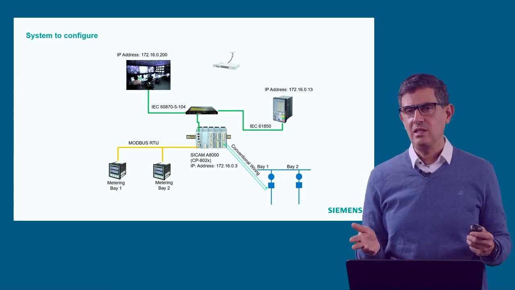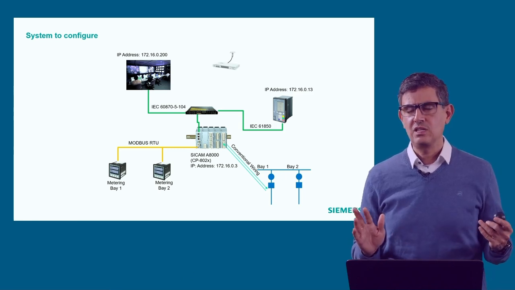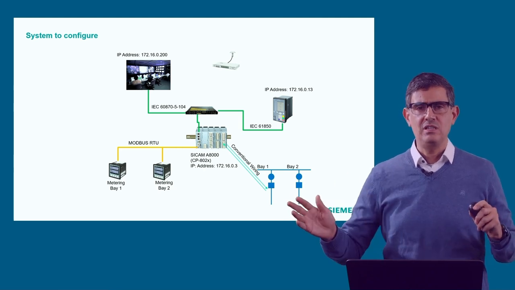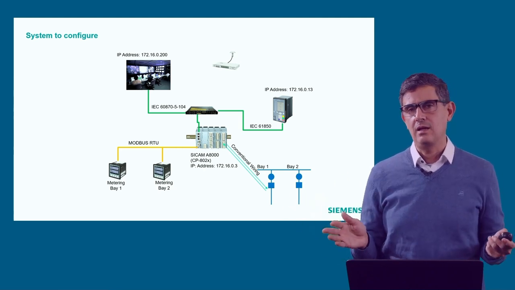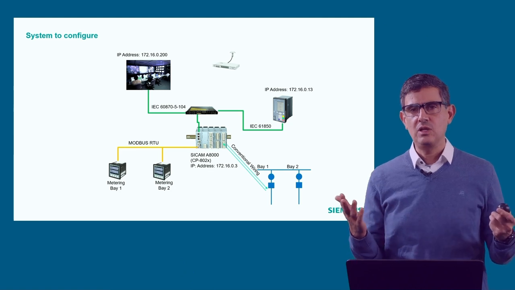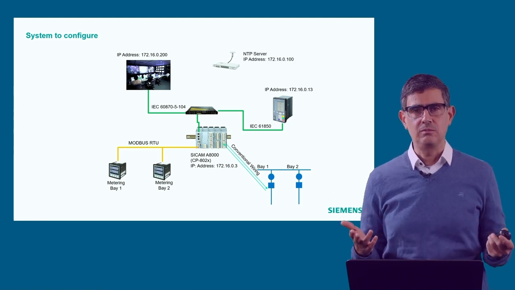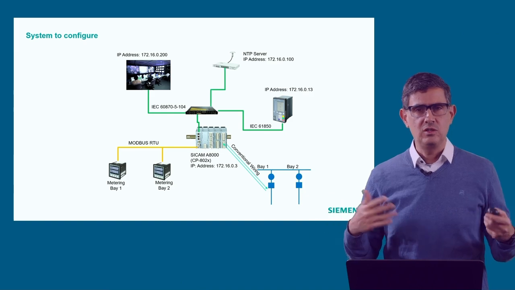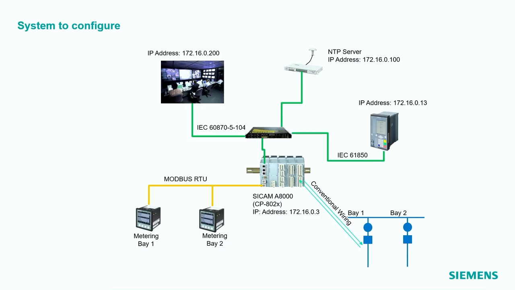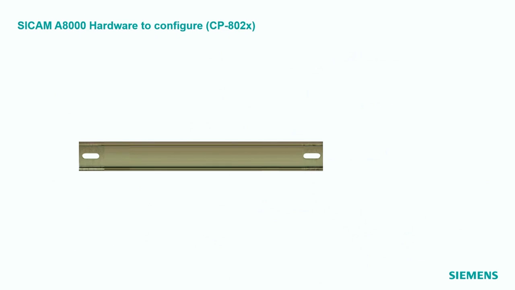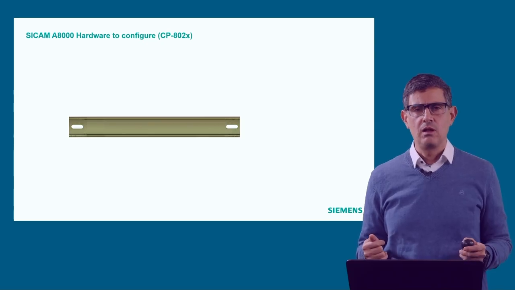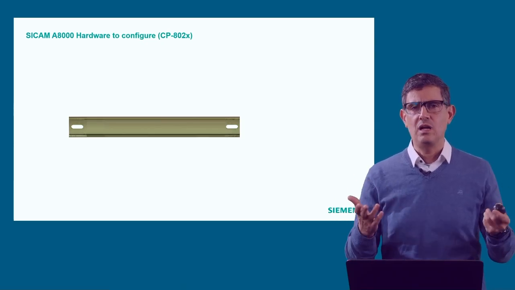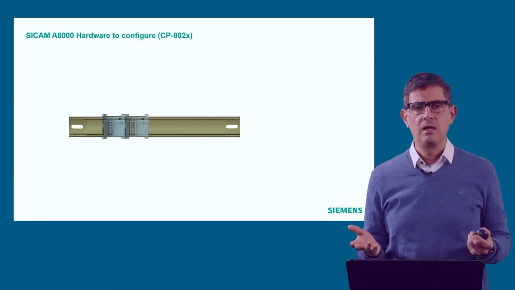One final thing that we will consider in this example, so you can see the whole picture, is that we will have a time reference for the whole system, a GPS receiver that will work as an NTP server with its own IP address. So it will be connected to the same switch, and we will get the time from there in the system. So first, let's define which is the hardware that we have in this configuration.